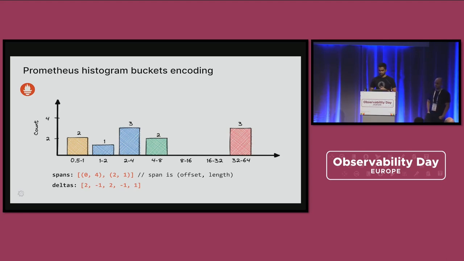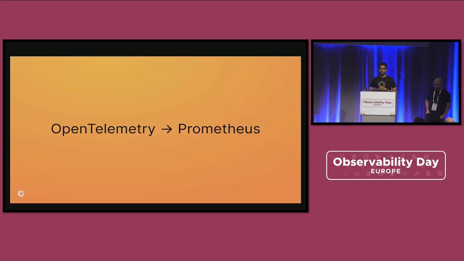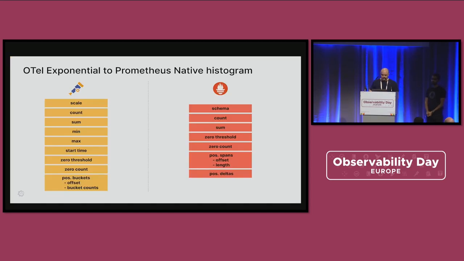That's the fundamental difference. So now that we have this precedent set, Ruslan is going to talk about the translation. So at this point, you should have a good overview of OpenTelemetry exponential and Prometheus native histogram structures. So let's now explore how we can translate exponential histogram to a native histogram.